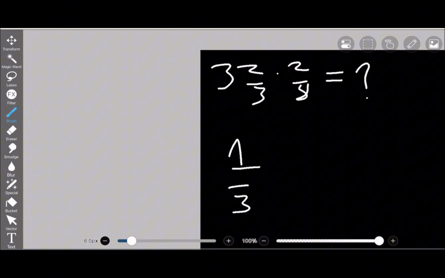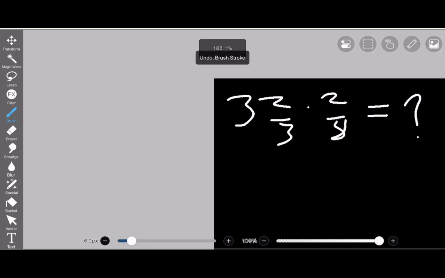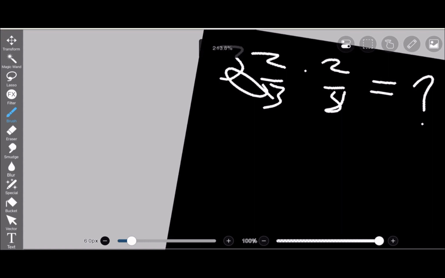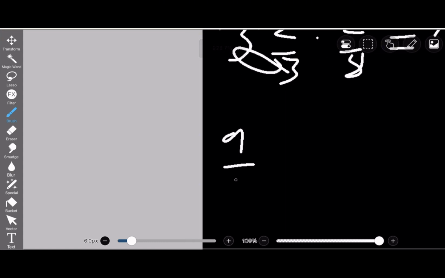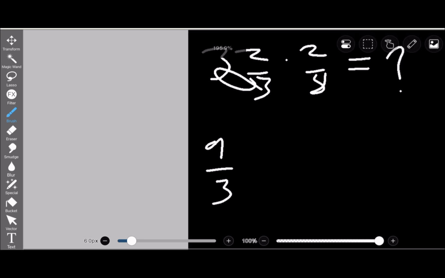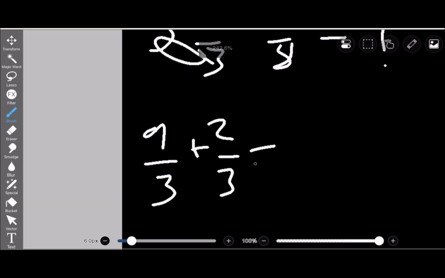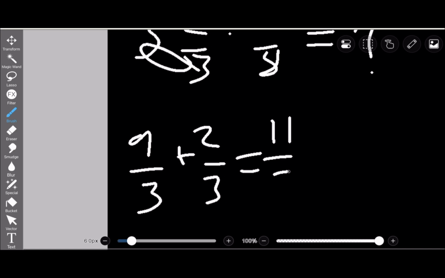1/3 could get into how many 3s? And we can do this by multiplying the denominator and the whole number, and that would be 9/3. And then we still have these 2/3, so we're just going to have to add them because this was originally part of the problem, so we don't need to multiply. So this would be 11/3.